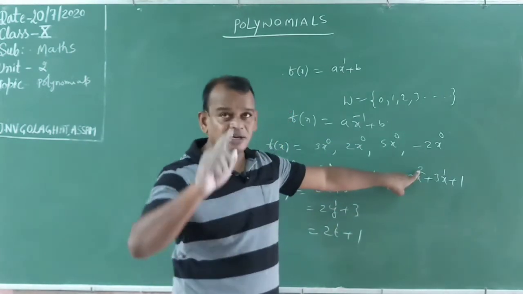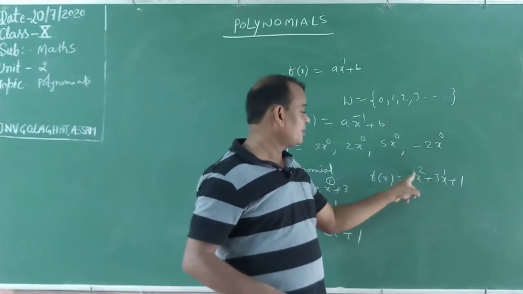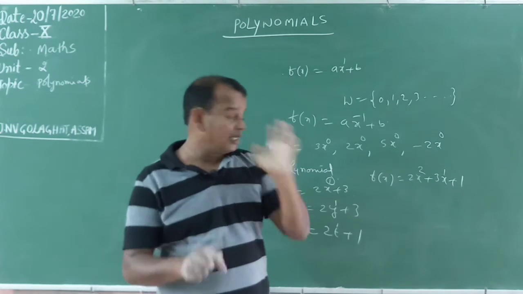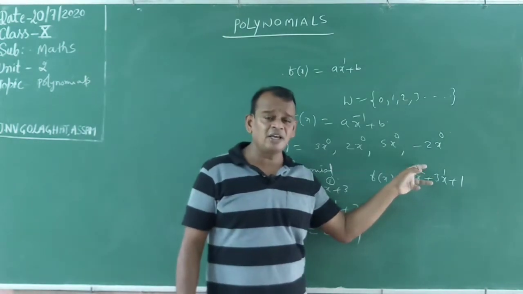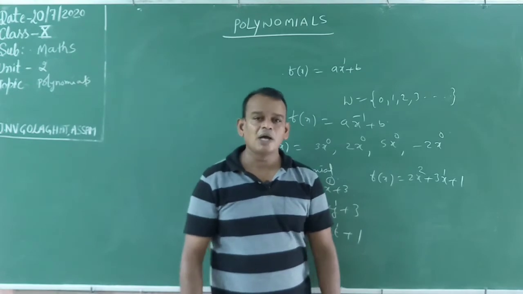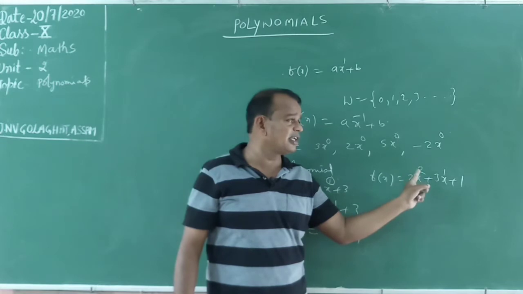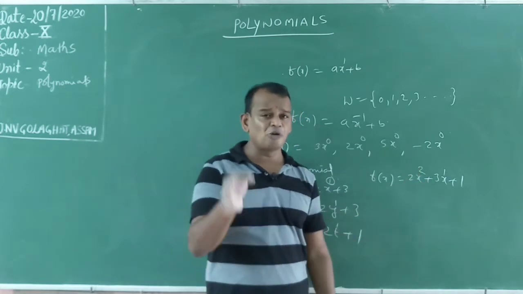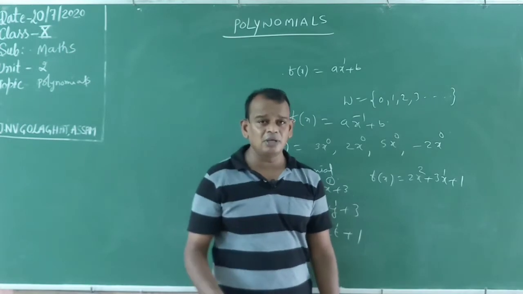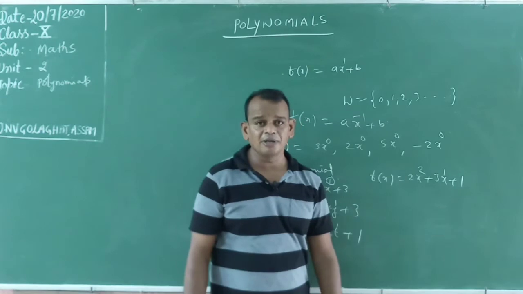Always keep the highest power in your mind. What is the highest power? It is 2. Whenever the highest power of the variable is 2, the degree is 2. What is the meaning of degree? The highest power of the variable is called the degree of the polynomial. Whenever the degree of the polynomial is 2, that is called a quadratic polynomial: 2x^2 + 3x + 1.